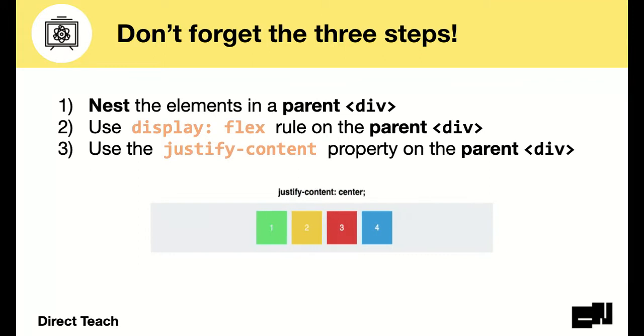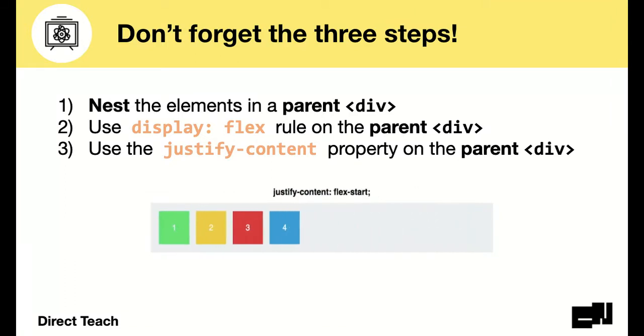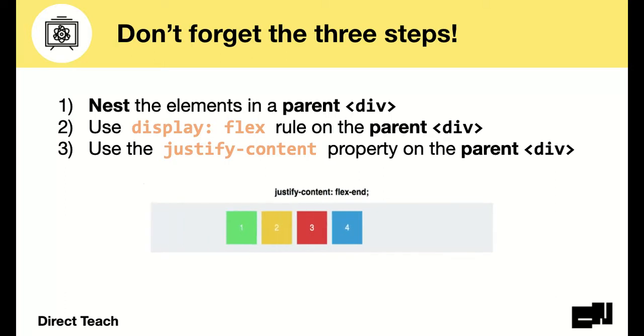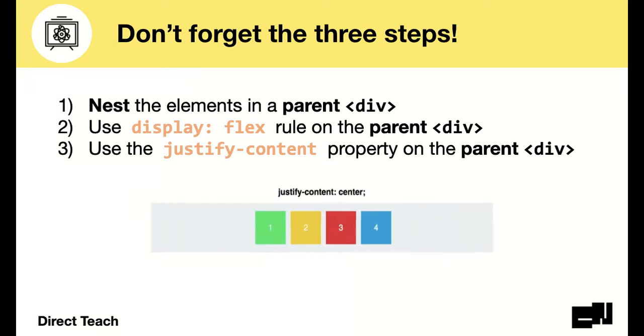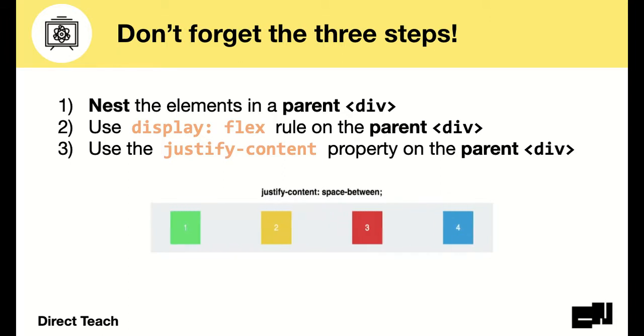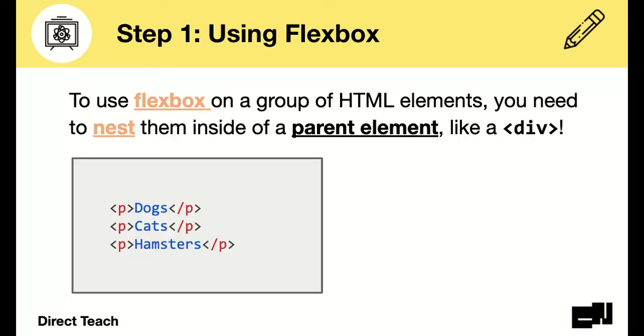Second, you want to use the display flex rule on the parent, only on the parent though. And display, that's the property, and flex, that's the value. And then lastly, we want to use the justify content property on the parent div tag as well. All of this will make a lot of sense in a moment.